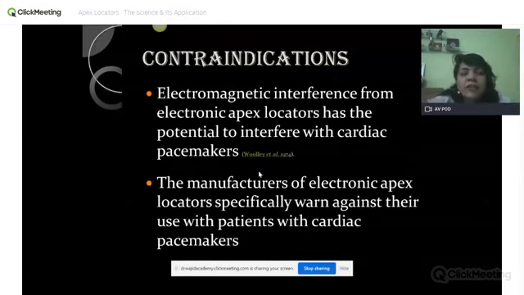Contraindications. Yes, electronic apex locators also have some contraindications. Because of the electromagnetic interference, it has a potential to interfere with or inhibit the functioning of cardiac pacemakers. So it's very important for us to ensure that your patient does not have a cardiac pacemaker. There are several studies which have been done on them, and even the cardiac pacemakers have different types, and there are some which don't get influenced at all. But when you're not sure what the patient has, it is always better to avoid using an electronic apex locator in such conditions.